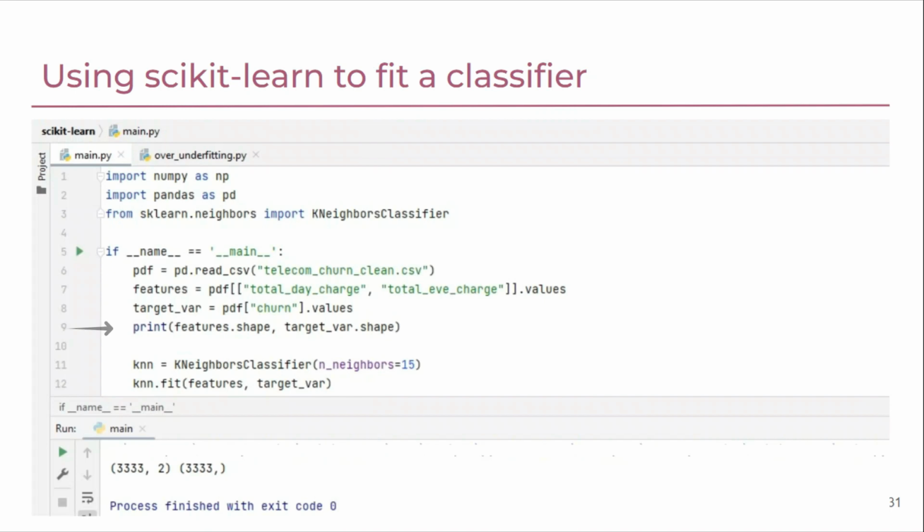Printing the shape of features and target var, we see there are 3,333 observations of 2 features, and 3,333 observations of the target variable. We then instantiate our k-neighbors classifier, setting n_neighbors equal to 15, and assign it to the variable knn. Then we can fit this classifier to our labeled data by applying the classifier's .fit method and passing 2 arguments, the feature values, namely features, and the target values, target var.